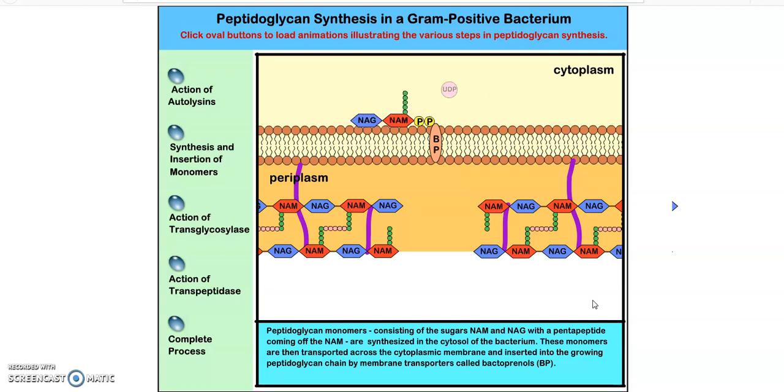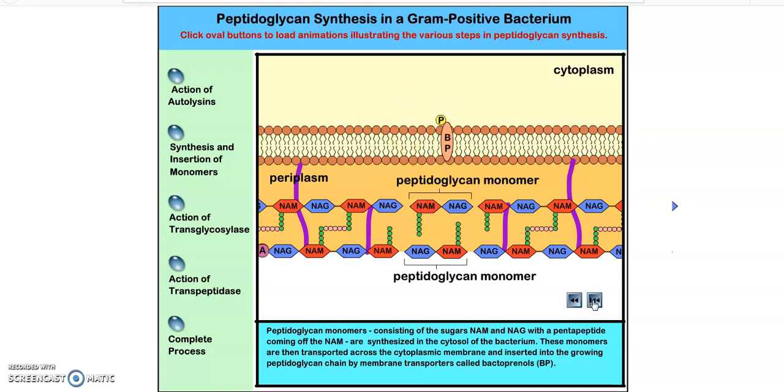Next, the NAG gets attached to the NAM, and then bactoprenol is actually a lipid that transports both of those sugars across the plasma membrane and out to this area of the cell called the periplasm. The periplasm is where we're going to find the peptidoglycan cell wall. So now we have an open cell wall. Remember, it was broken down by the autolysins. We've inserted our patch of NAG and NAM, but the patch is not actually attached to the cell wall yet.